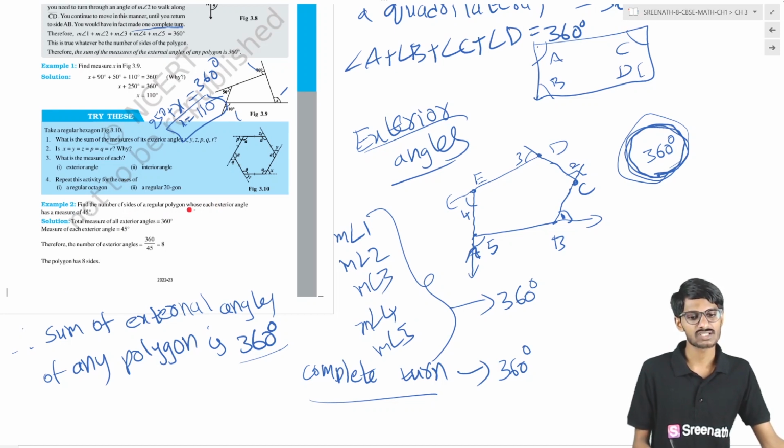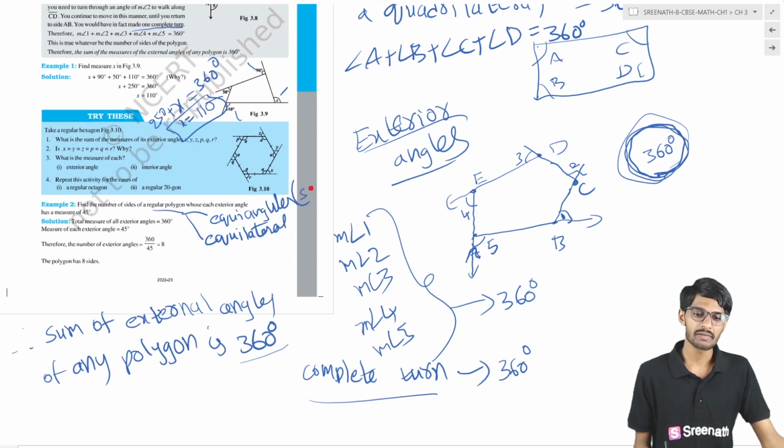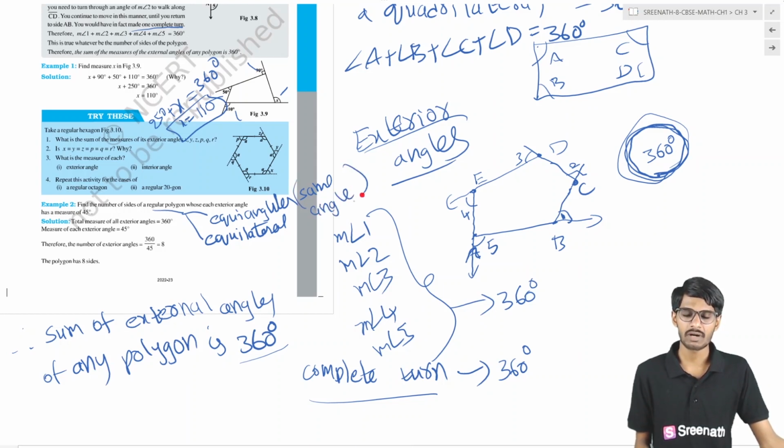Now, find the number of sides of a regular polygon whose exterior angle measures 45 degrees. So basically there is a regular polygon, whose sides are equal. Regular polygon means equiangular and equilateral, which means sides are the same and angles are the same. So each angle is the same, which means all angles are equal.